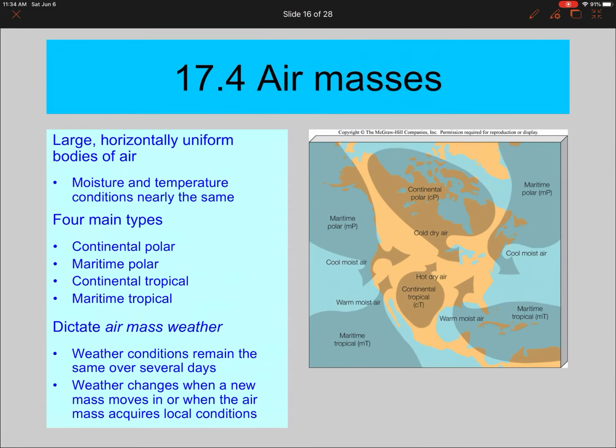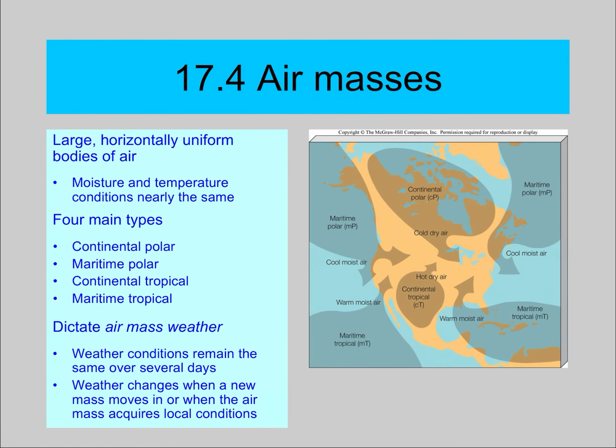Okay, so we're going to pick up on chapter 17, talk about air masses and then weather. So an air mass is a large, horizontally uniform body of air. Think of it kind of like a blanket. In this blanket, or in this air mass, the moisture and the temperature conditions are nearly the same. So if it's cold, it's cold. If it's warm, it's warm. If it's dry or if it's full of moisture.